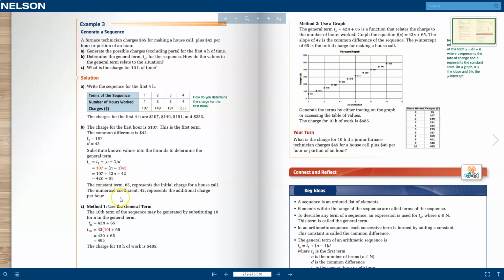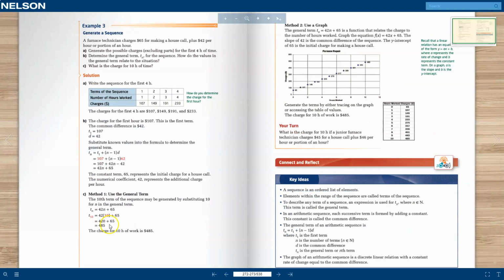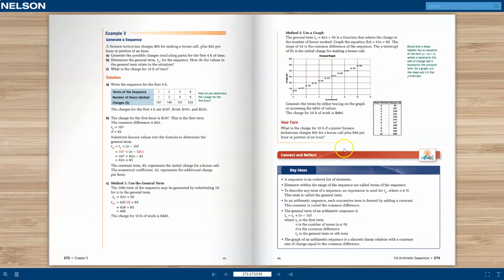T sub n. So the constant term 65 represents the initial charge for a house call. The numerical coefficient 42 represents additional charge per hour. Okay. And method 1. So for C, what is the charge for 10 hours? You just plug in 10 for n, and that's all you need to do. 42 times 10 is 420 plus 65, 485. Okay, and you get your answer. The other method is to graph it, but we're not going to use the graphing calculator for this section.